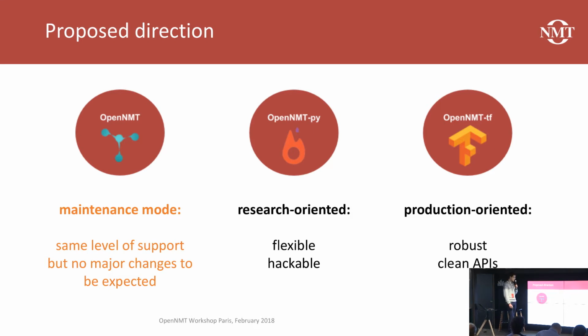So first, there is the case of OpenMT. And it's not only the case of OpenMT, it's the case of Torch itself. I think you already know that Torch has been deprecated and is now completely replaced by PyTorch. So we propose to put OpenMT in maintenance mode. That means we'll keep the same level of support, maybe keep adding some small changes to the code, but you don't need to expect big changes. For example, the transformer model will not happen in this version.